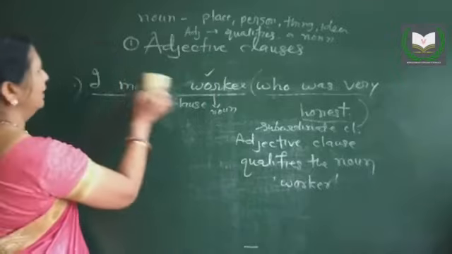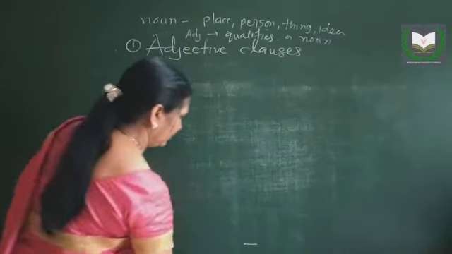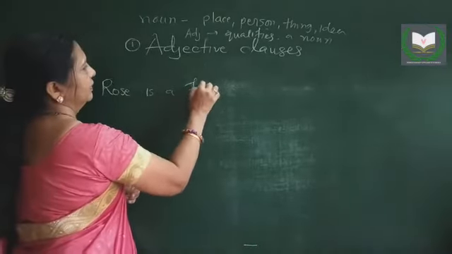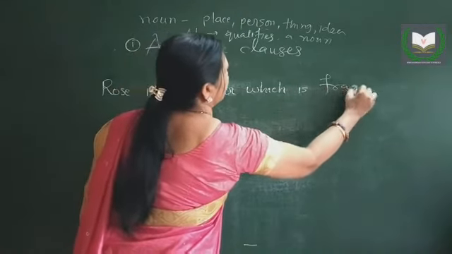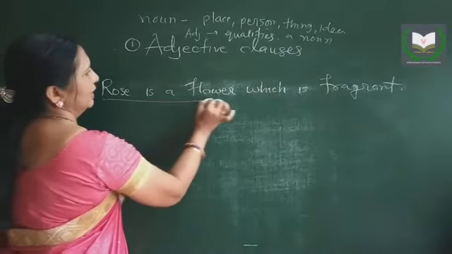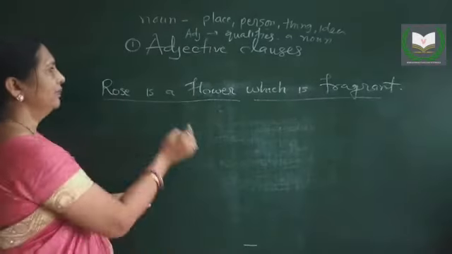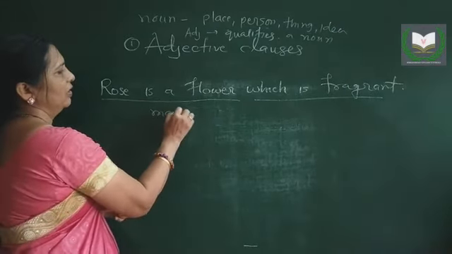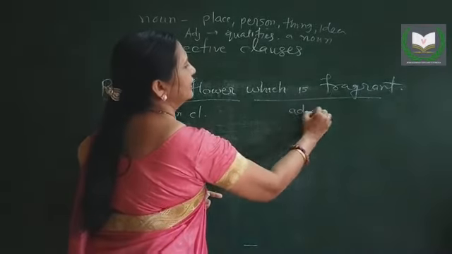Now the second example. Rose is a flower which is fragrant. Again, two parts of the sentence. Rose is a flower, this is the independent clause. We call it the main clause. And which is fragrant, this is the adjective clause.